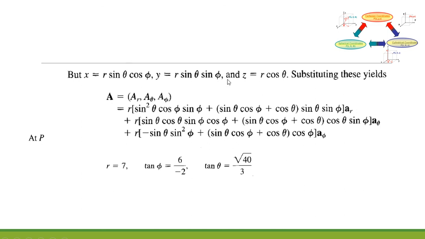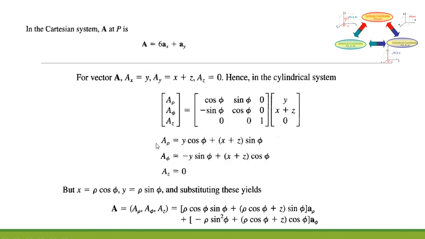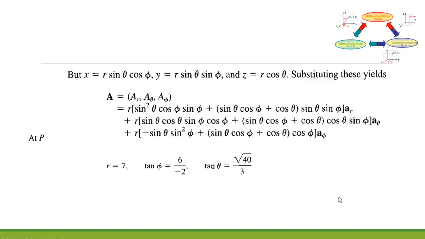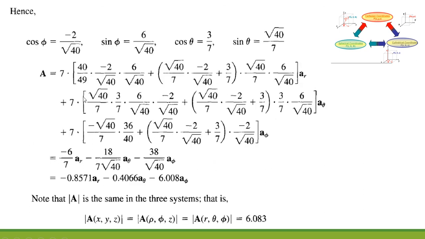You substitute these values in the previous equation. On substituting, you get this equation. So the corresponding vector will be ar, a theta and a pi. At point P, for spherical coordinates, you have calculated this value. So for r you have to substitute 7, for theta substitute this one, and for pi you substitute 108.43. You substitute these values for each and everything present here. That is what is written here. On substitution, you have to find it.